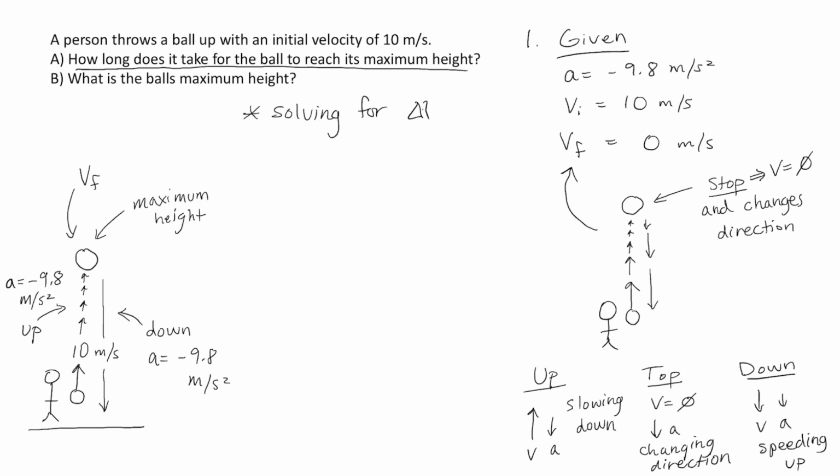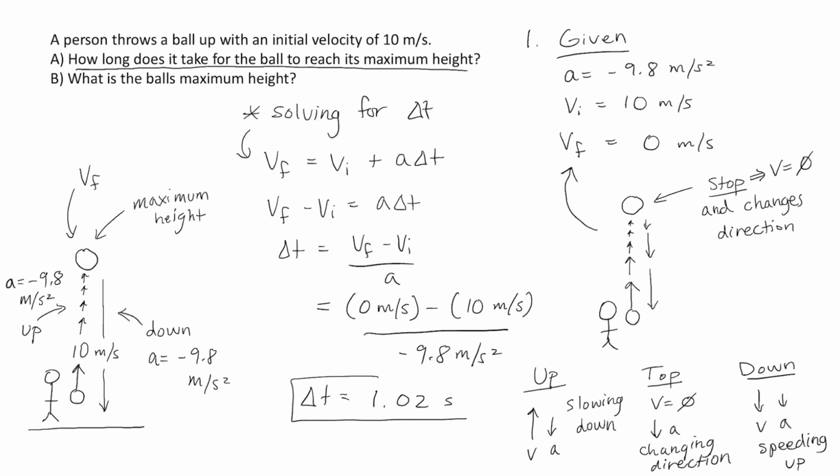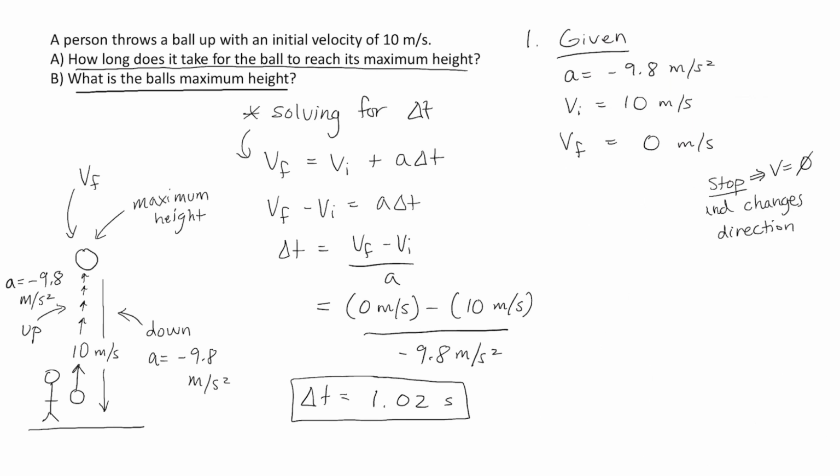We are solving for delta t. How long does it take for the ball to reach its maximum height? Now I hope you can see that because we have A, Vi, and Vf, the best kinematic equation for us to use is our Vf is equal to Vi plus A delta t equation. Because all we have to do is rearrange for delta t, plug in our values, and solve. And what we find is that delta t is equal to about 1.02 seconds. So it takes about 1 second for the ball to reach its maximum height. Now we can move on to part B.